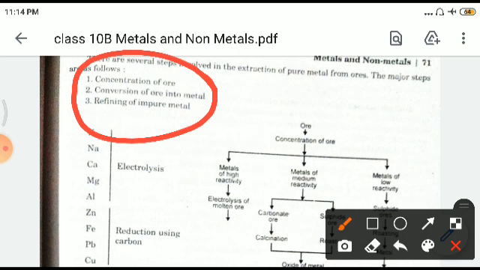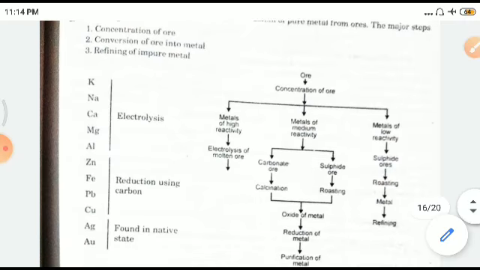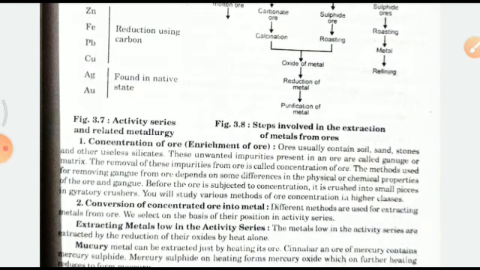First, concentration of ore, or enrichment of ore. In this, the ore usually contains soil, sand, and other things. These unwanted impurities present in ores are called gangue or matrix. The removal of these impurities from the ore is called concentration of ore. The methods used for removing gangue from the ore depend on differences in the physical or chemical properties of the ore and gangue. Before the ore is concentrated, it is crushed into small pieces, right, in a crusher.